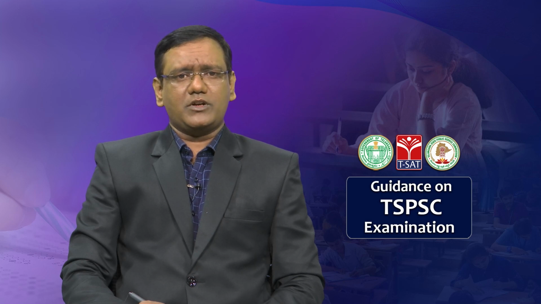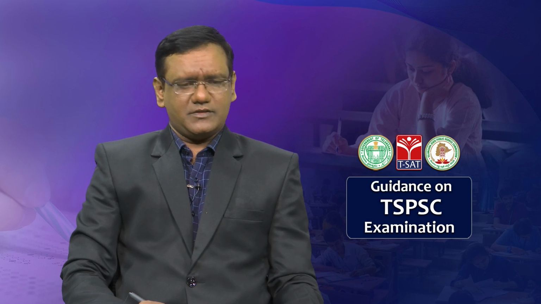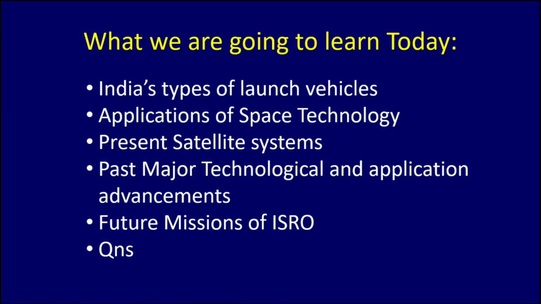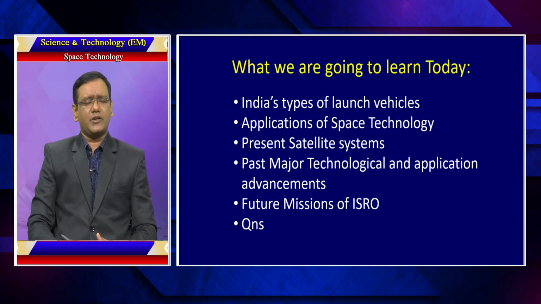We will also learn about why we have different stages of launch vehicles. So India's types of launch vehicles, we will also learn about the applications of space technology. We will talk about the present satellite systems, and also we will talk about the past major technological applications and advancements in science and technology, especially in space technology. And also we will talk about the future missions of ISRO, and in the end we will also talk about a few questions.